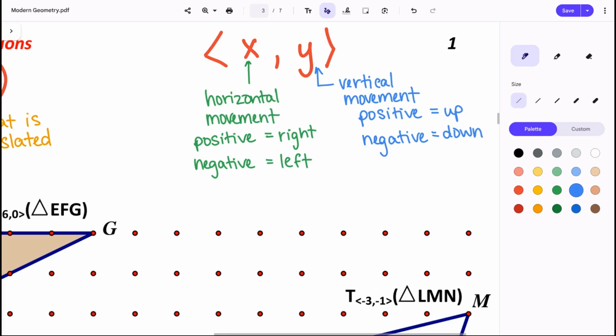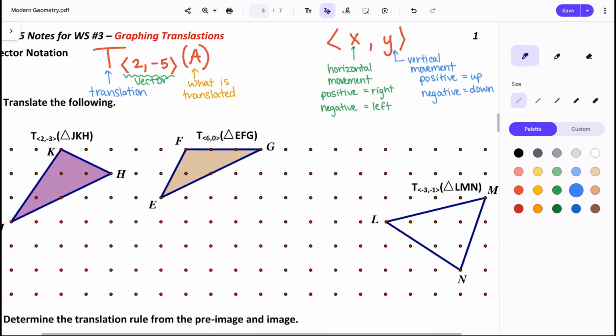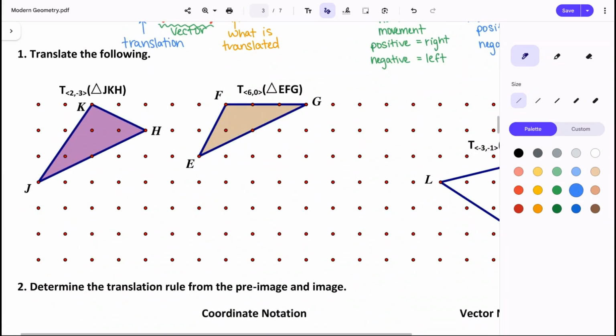Could you use patty paper here? Yes. However, I would almost recommend that you don't use patty paper for translations, because it's almost more confusing to trace the shape and try to move your patty paper the directions versus just counting the dots that you see on your dot paper. So I'm not going to use patty paper today, but just know that you could if you wanted to. But the first thing that I need to do, when I look at my vector, is understand what directions it's going to go.